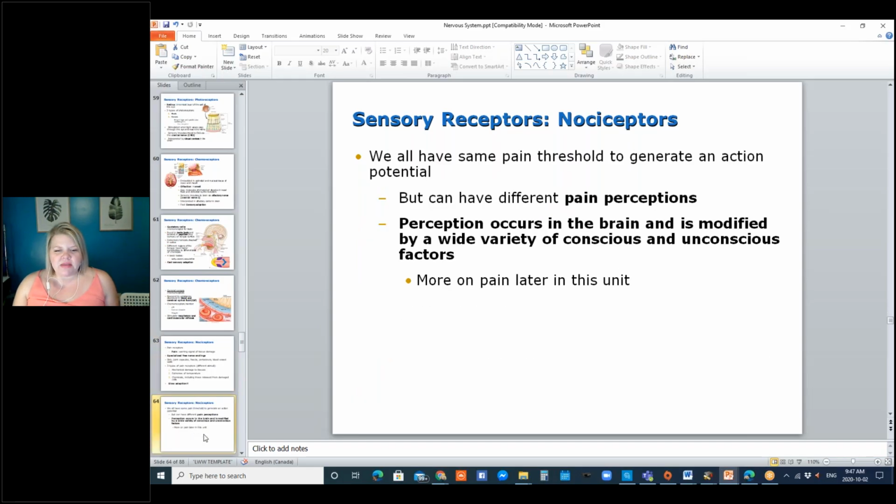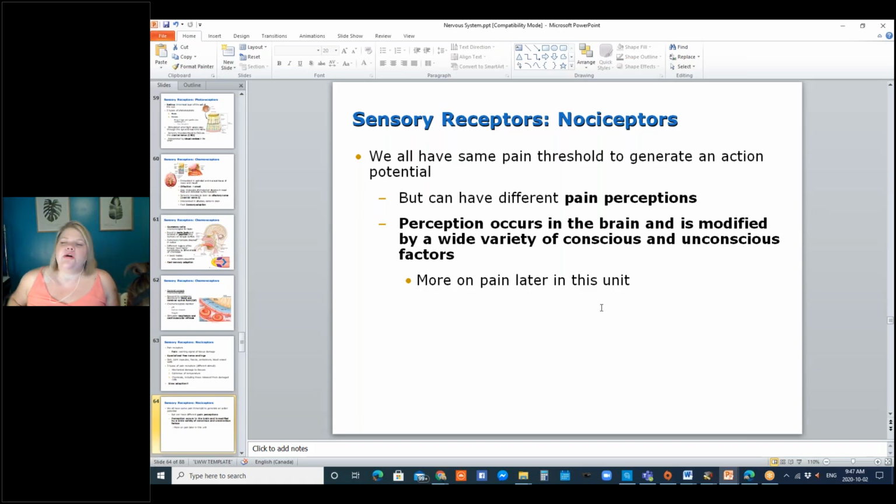So all human beings have the exact same pain threshold, which will generate the action potential to start with, right? You have to reach that minus 50 millivolts in order for an action potential to propagate anyway. So that doesn't change. The more stimulus doesn't equal more pain, it just means it's reached the threshold. But we all have different pain perceptions.